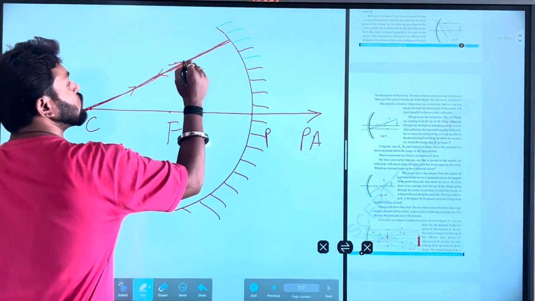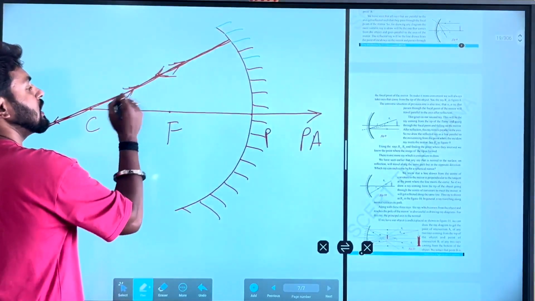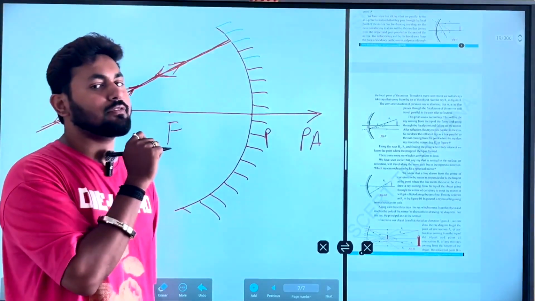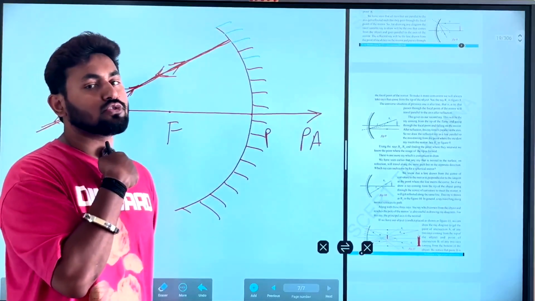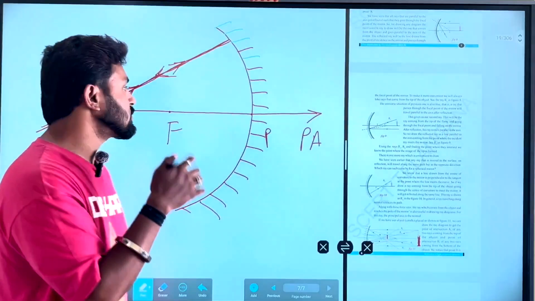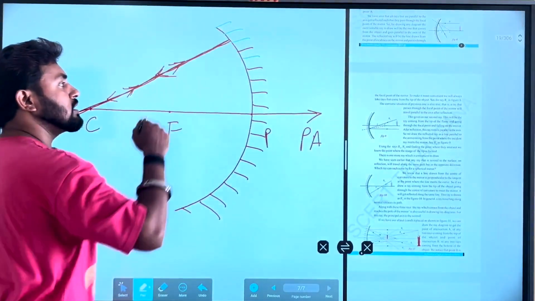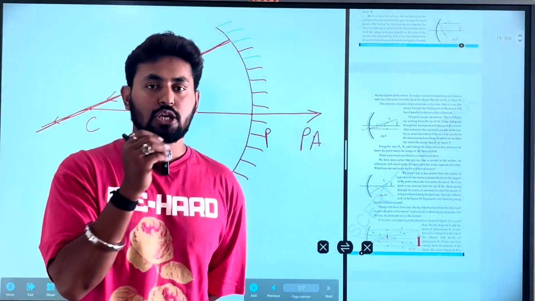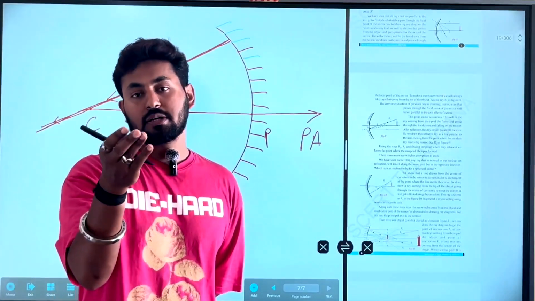Now see, this is going like this. After striking, again it is coming on the same line. This repetition of the line from one point to the other, from the same point reflecting back, is called retracing its path. It means it is repeating itself. That's why a ray of light which is passing through the center of curvature, after striking the mirror, will retrace its own path.